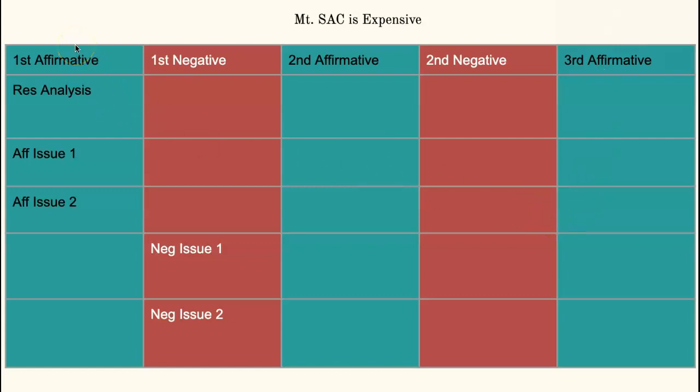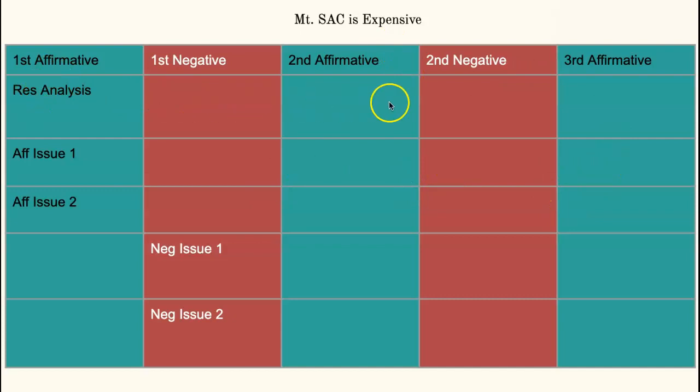And so in academic debates, we use a note-taking system called flowing. And what flowing tries to capture is the idea that each column is a speaker. So this first column is the first affirmative speech. The second column is then the first negative speech. The third column, the second affirmative speech. The fourth column, the second negative speech. And the fifth column will be the third affirmative speech. So each column represents a speaker.